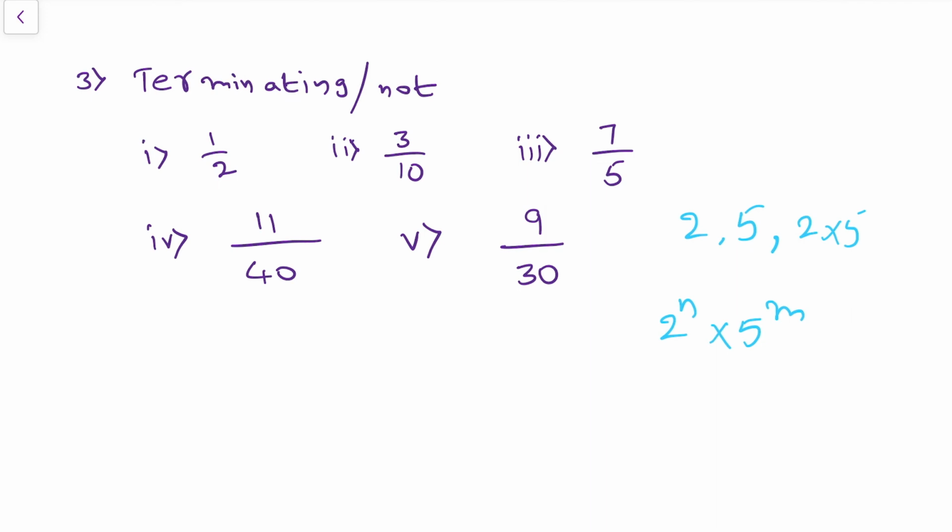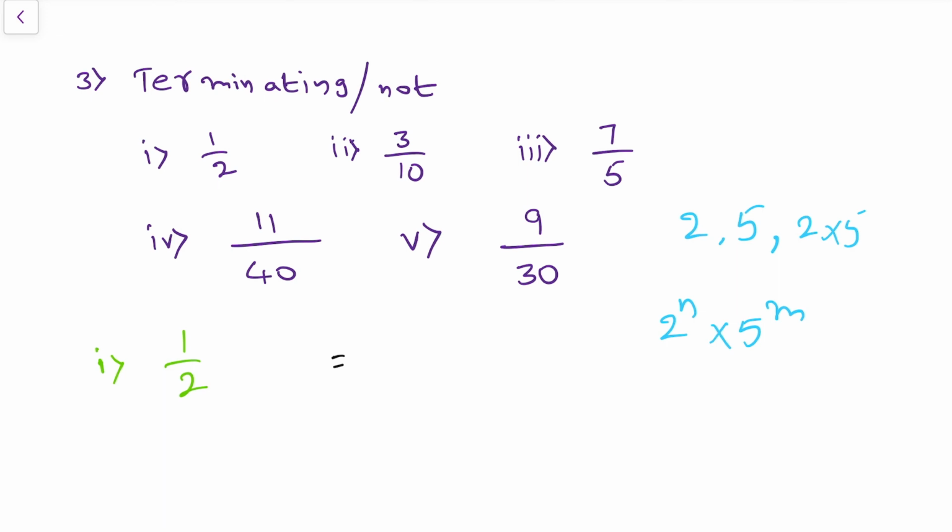So let us check one by one now. Here the first question he gave is 1 by 2, right? In the denominator we have only the number 2, except 2 nothing else is there. So I can clearly say that this has a terminating decimal because the denominator is in the form of 2 power n into 5 power m. Where it has only 2, then where is 5?